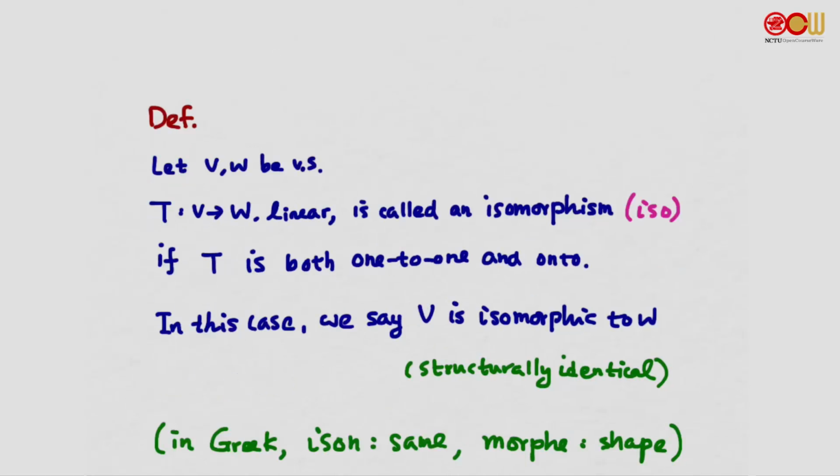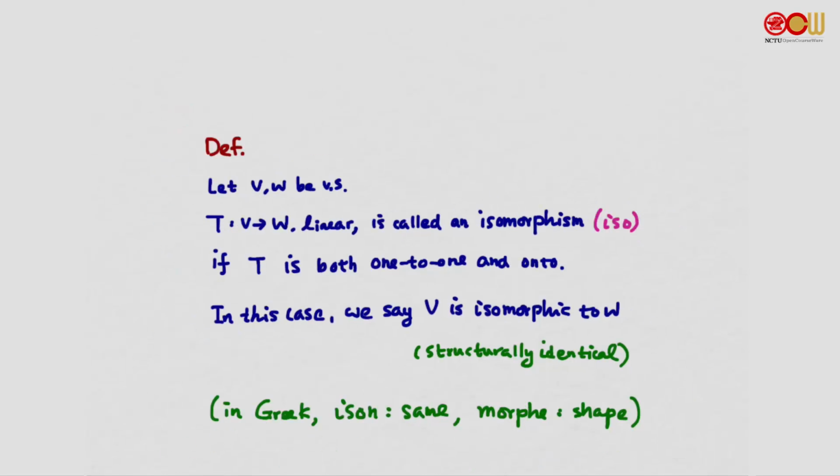In Greek, this word means the same, and this word means shape. So the word isomorphism itself means same shape. That means that V and W are of the same shape. We will get more sense out of this isomorphism later.